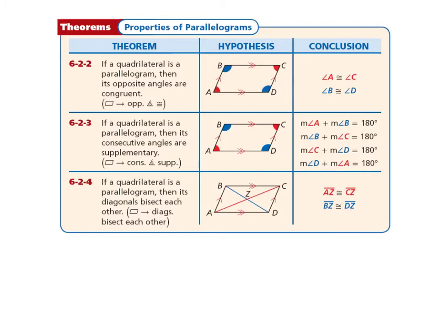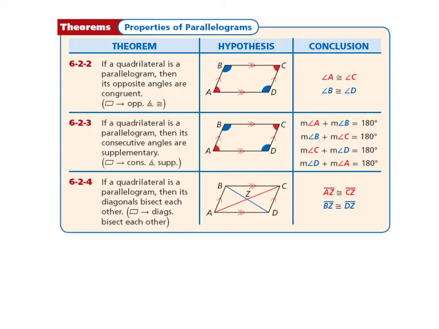There are three additional theorems that go along with parallelograms. In addition to opposite sides being parallel and opposite sides being congruent, we know that if I have a parallelogram, then opposite angles are going to be congruent. So angle A and angle C would be congruent, and angle B and angle D are congruent.